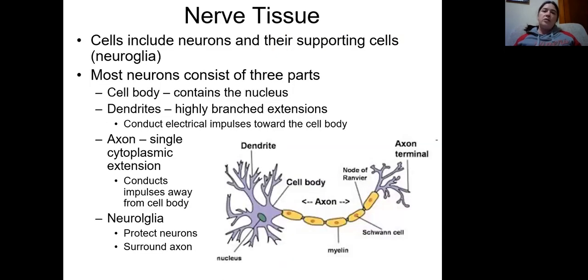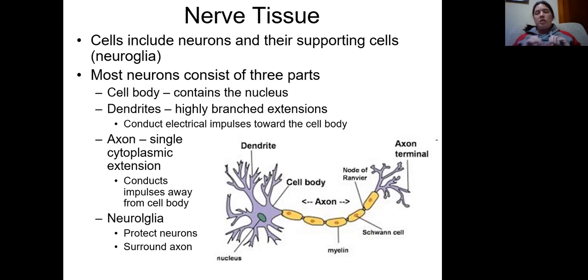All right, and then our last tissue type is nerve tissue. Nervous tissue includes neurons, which are the individual cells that send signals throughout the body. The nervous tissue also includes the supporting cells called neuroglial cells. We're going to talk about this more when we have a whole lecture on the nervous system, but when you're looking at an individual neuron, you have the cell body, which is the main body of the cell that contains the nucleus.